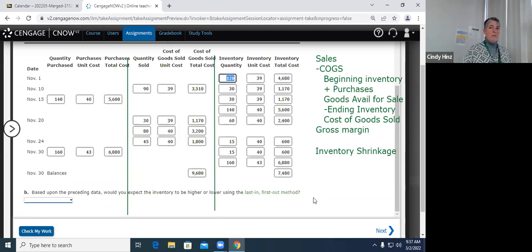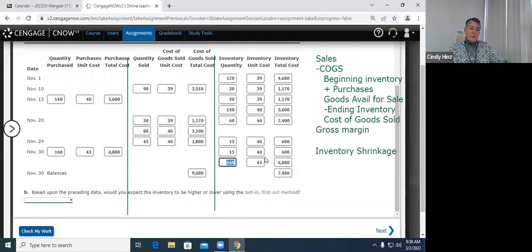The first thing to point out is which method we use does not affect the quantity of DVD players we have available. So here in this exercise, at the end of November, we have a total of 175 units in our ending inventory. That's true whether we use FIFO, LIFO, average cost, or specific identification. We have the same number of units. What differs, what changes, is how much we say they're worth. Is everyone clear on that? The physical count, 175 units, is the same. What's different is how much we say they're worth.